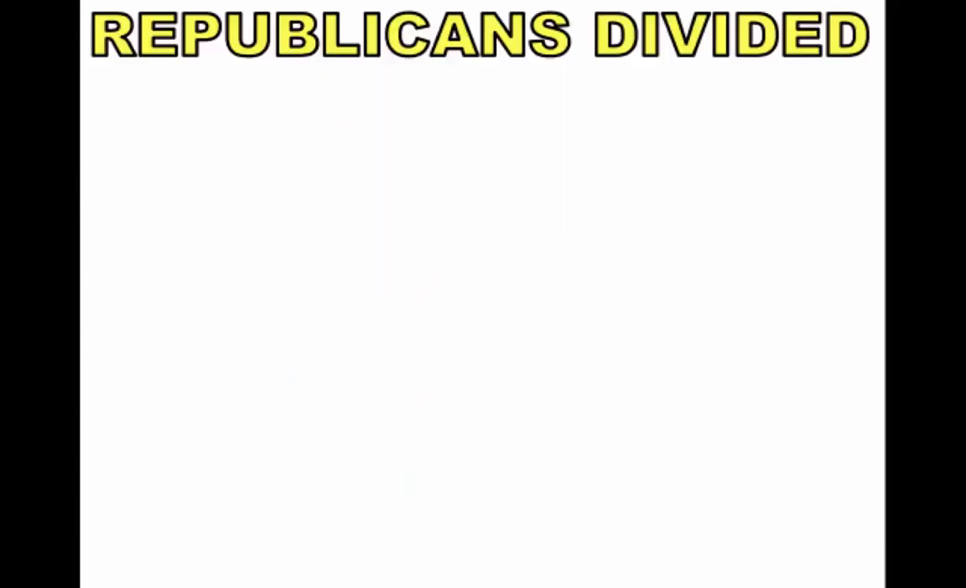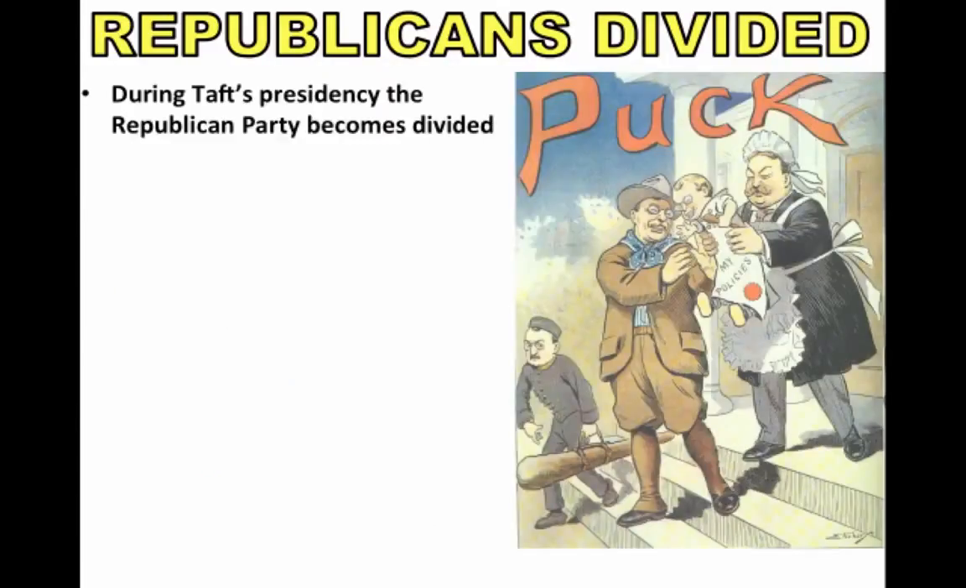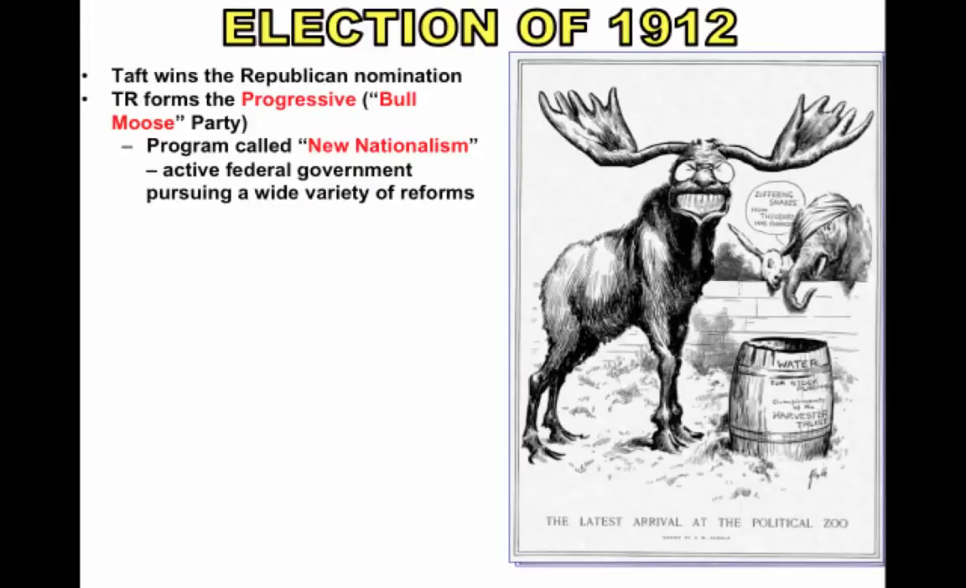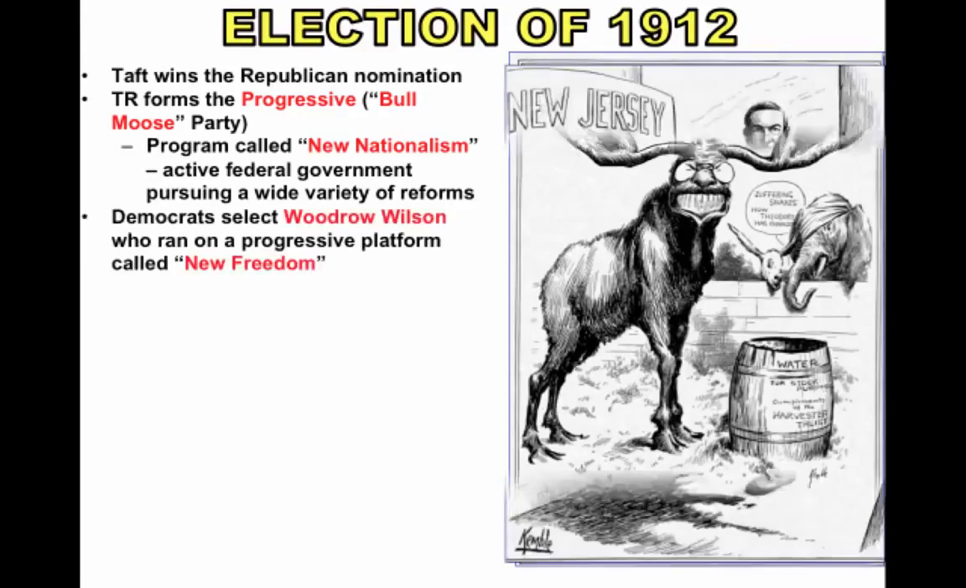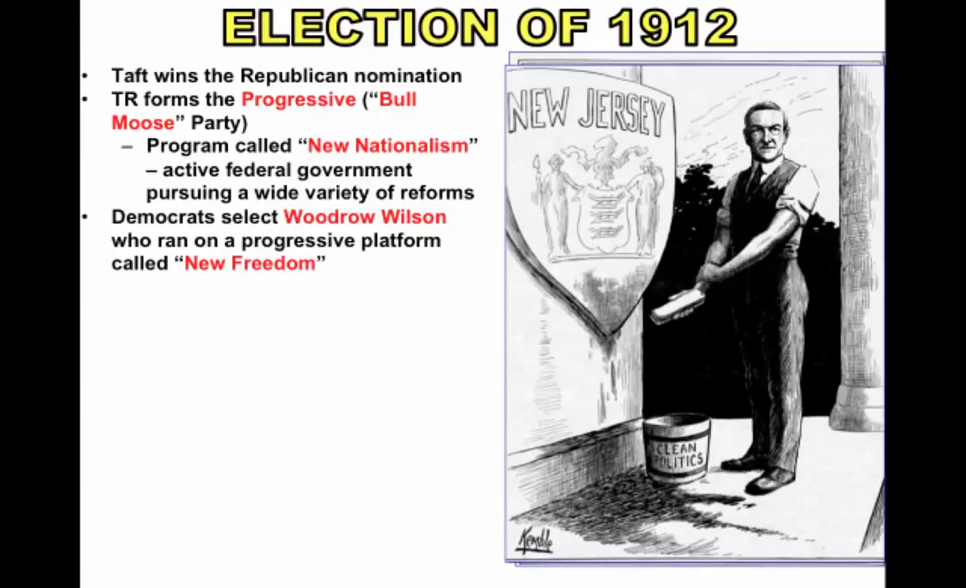Keep in mind, when we last left off, the Republican Party was divided, and it's really during Taft's presidency that he's going to throw his support behind every major progressive issue, from women's suffrage to breaking up bad monopolies. The Democrats pick a guy by the name of Woodrow Wilson, who had a reputation for cleaning up politics in New Jersey.